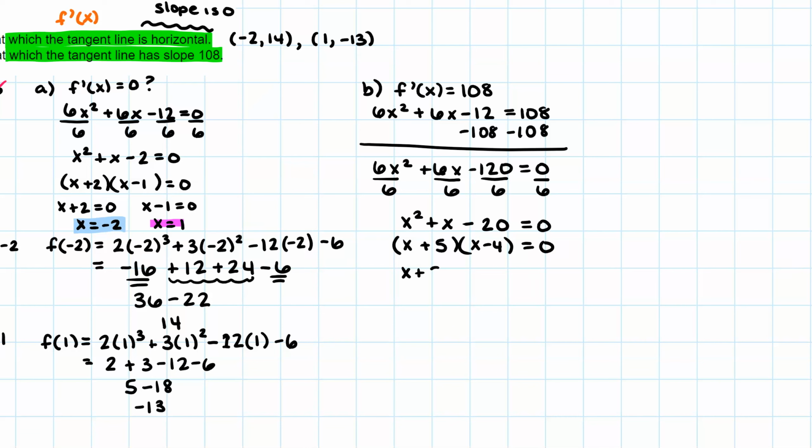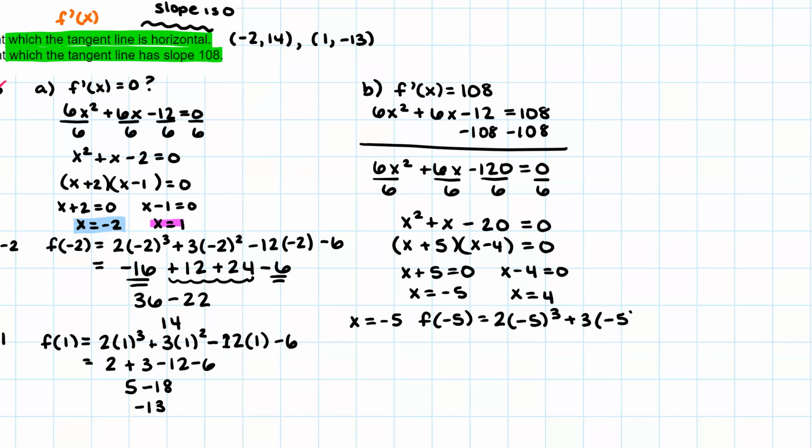So either x plus 5 equals 0, meaning x equals -5, or x minus 4 equals 0, so x equals 4. So now again, those aren't the points, those are the x values of the points. So to find the actual points, we have to go back to the original function. So when x was equal to -5, f of -5 is going to be 2 times -5 cubed plus 3 times -5 squared minus 12 times -5 minus 6.